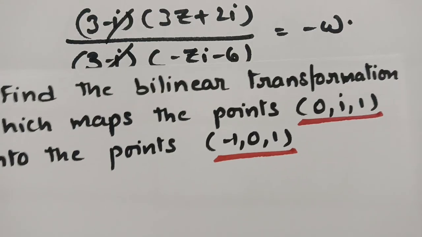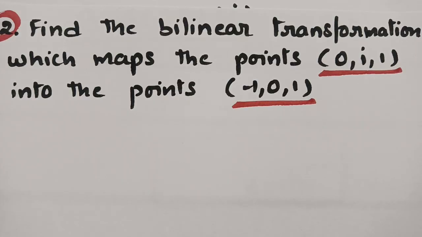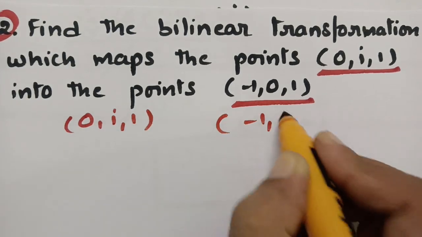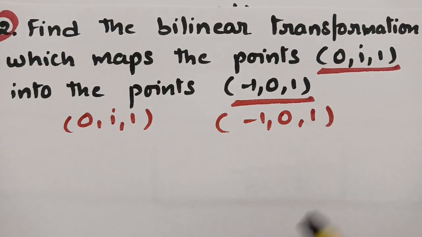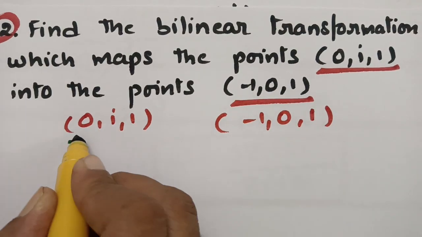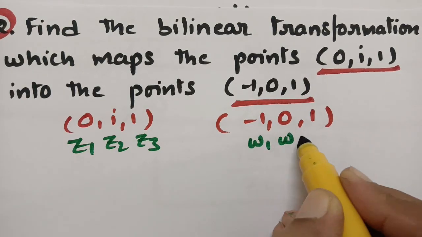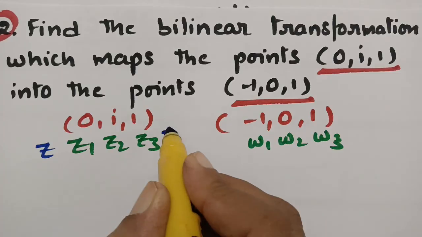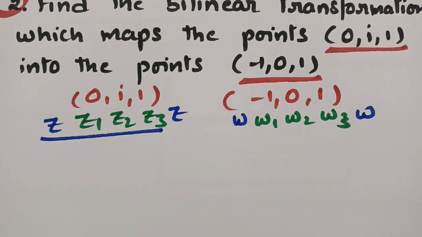bilinear transformation formula. And the next question here is find the bilinear transformation which maps the points. So here are the points, that is 0, i, 1, and this is minus 1, 0, 1. So here are the points, that is z1, z2 and z3, and here are the points w1, w2 and w3. So here, in order to remember, keep z on both sides and w on both sides. First of all, we have to take the 3 points here.